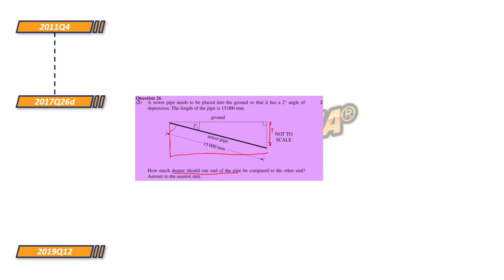Again, the formula you need to use is exactly the same. If this is the angle of consideration, this is the adjacent length and this is the opposite length, so you would again use tan. So tan 2 is equal to opposite over 15,000 millimeters. So pretty much the same thing.